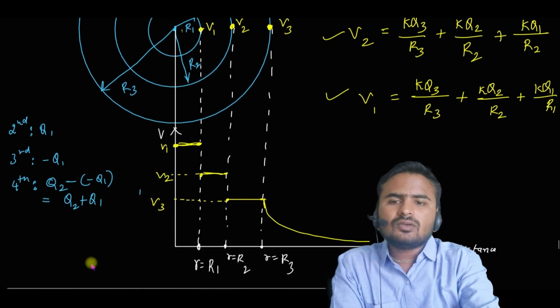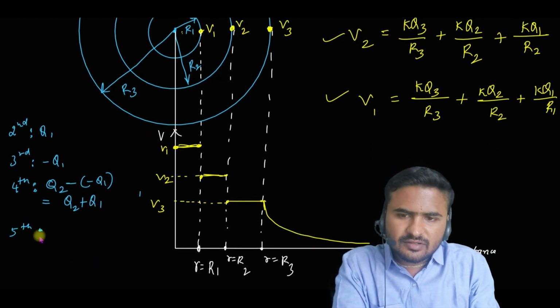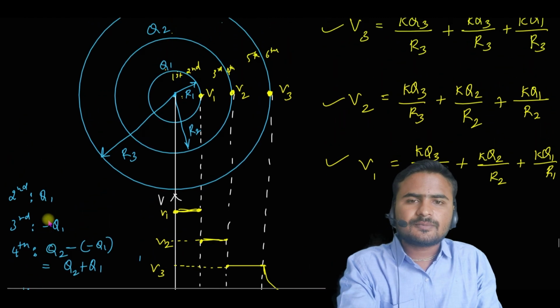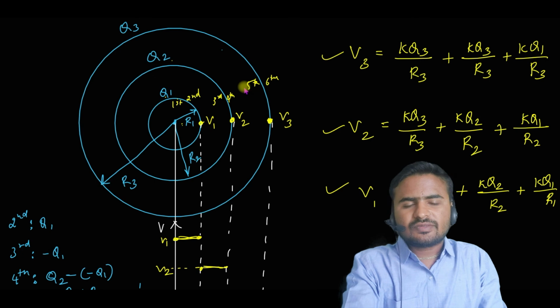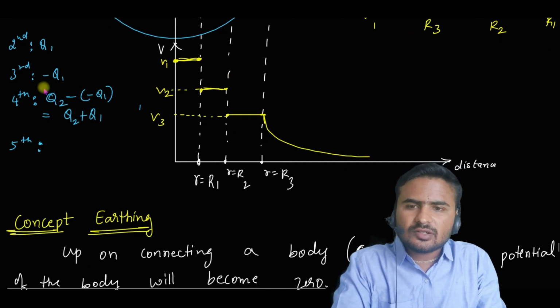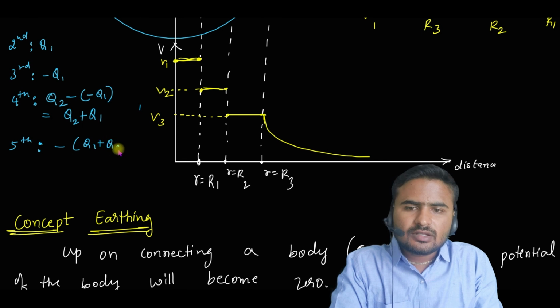Alright, now let us see how much will be the charge on the fifth surface. Don't you see that the fifth surface is facing the fourth surface? So the charge on the fifth surface should be the same as the charge on the fourth surface, but with opposite sign. So minus q1 plus q2.